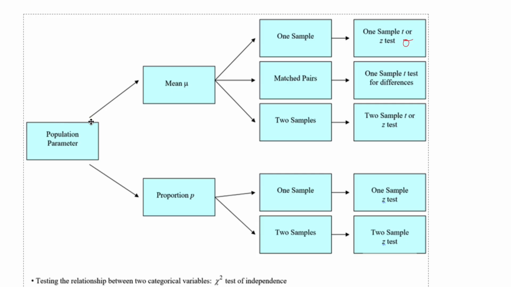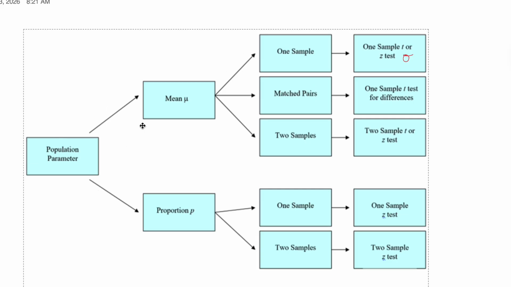We have population parameter, which separates out into two branches, mean mu and proportion p. For the mean, we have these three types of test: one sample, matched pairs, and two samples. For one sample, it will be a one sample t or z test. Remember, if the question gives you the data, most likely it will be a z-test.